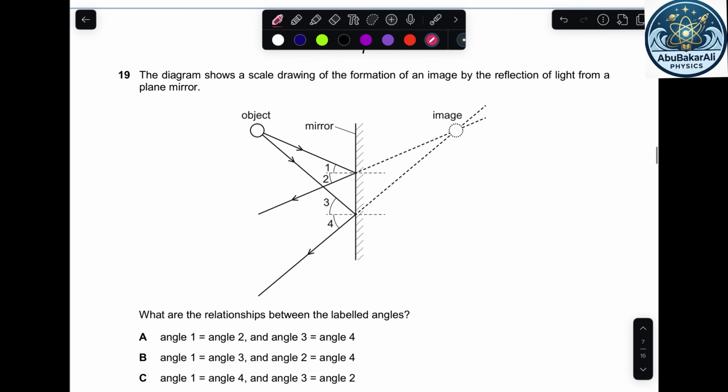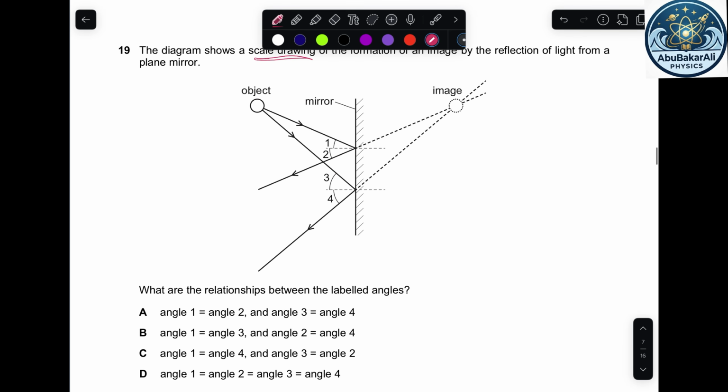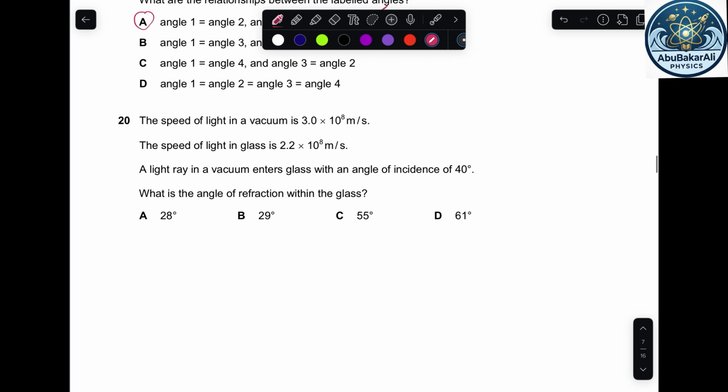Question 19. The diagram shows a scale drawing of the formation of an image by the reflection of light from the plane mirror. It's the scale drawing. What is the relationship between the labeled angles? So if you see, this is reflection, this 1 should be equal to 2, and this is again the reflection, the 3 should be equal to 4. The angle of incidence must be equal to the angle of reflection. So A is making sense, that is correct. We don't have to check others.